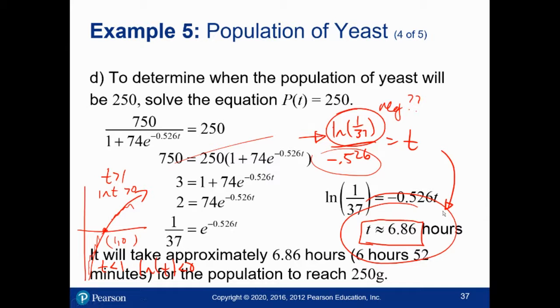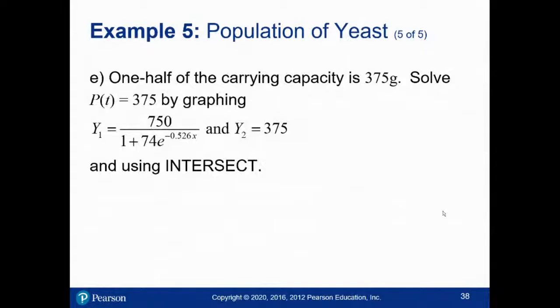So it takes about 6.86 hours. Finally, when do I reach half the carrying capacity? In part A, we said the carrying capacity is 750, so half of that is 375. So it's really the same as the previous problem, where we are setting this equal to this.